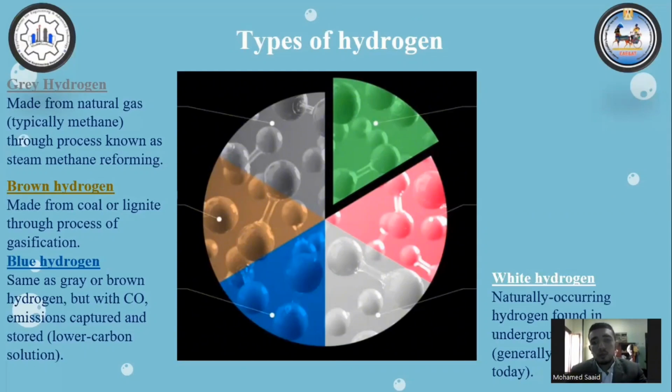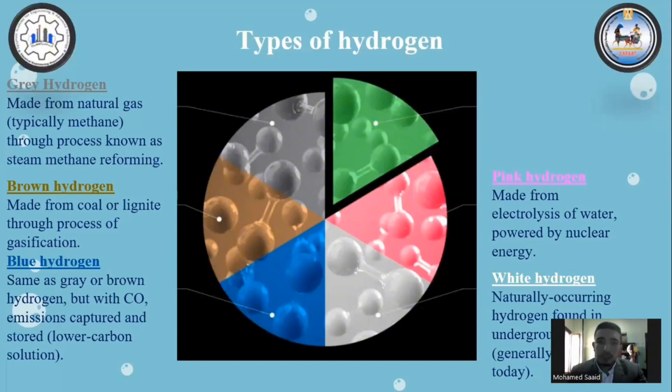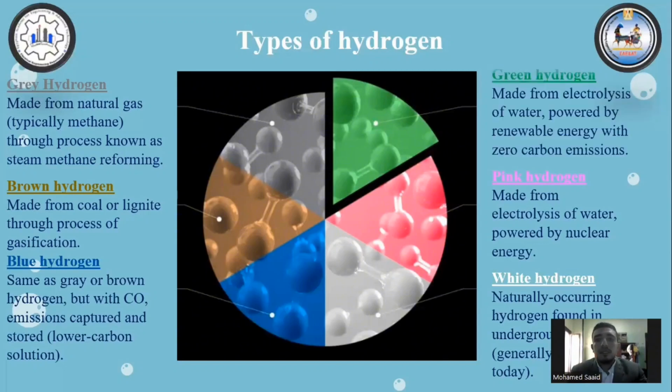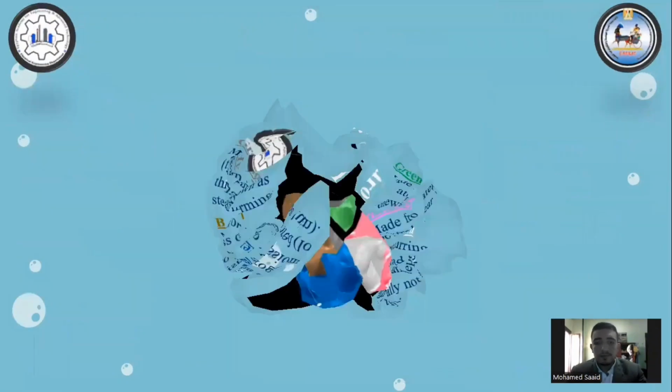The fourth one is white hydrogen. It's naturally occurring underground in the Earth. The fifth one is pink hydrogen. It's made from electrolysis of water powered by nuclear energy. The sixth one is green hydrogen. Green hydrogen is made from electrolysis of water powered by renewable energy with zero carbon emissions. It's brilliant.